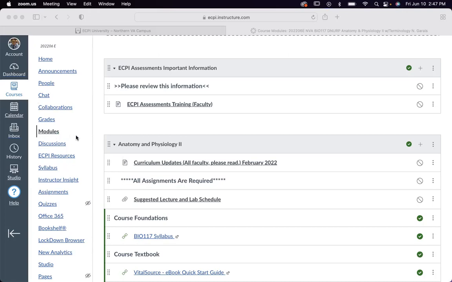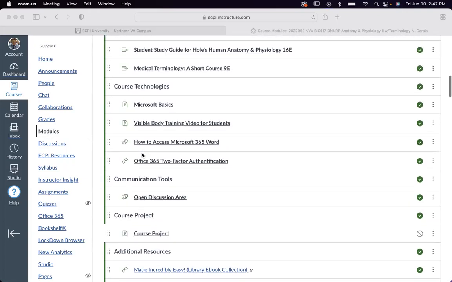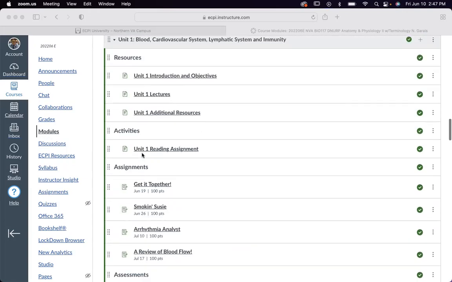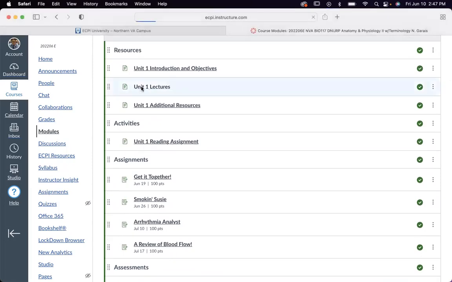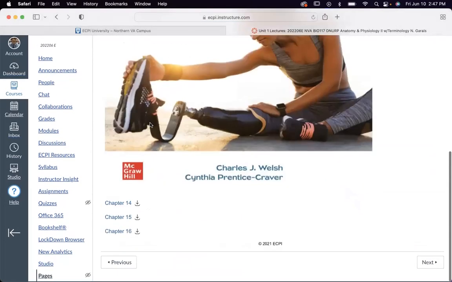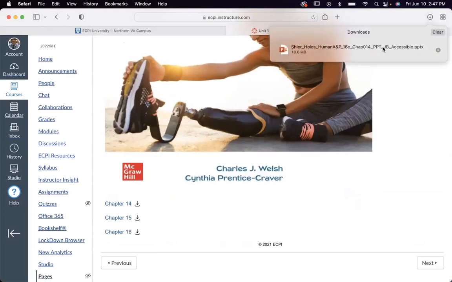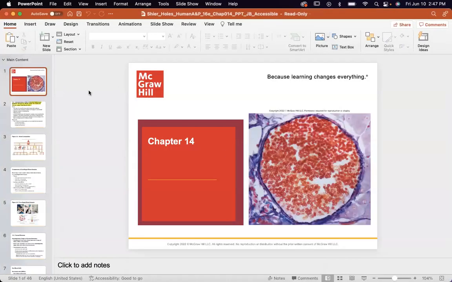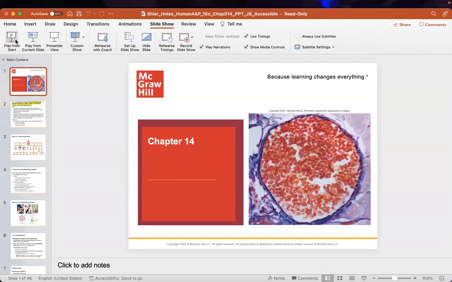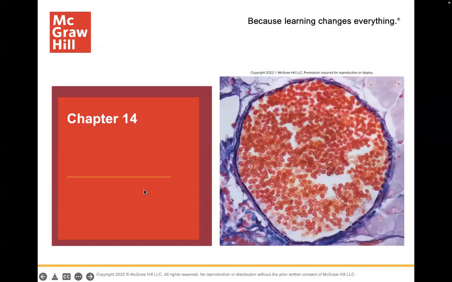The first chapters we'll be doing today on Monday are chapters 14, 15, and 16. Now, if you look at modules, and then you open up modules and scroll down, you'll find Unit 1 lectures, and then you'll find the chapter 14 PowerPoint. Nice place to start. Okay, slideshow, let's start it. And we're going to be talking about blood today.